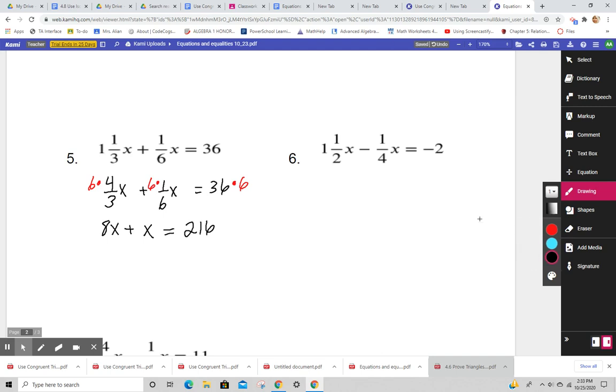Okay, so we have 8x plus 1x. That gives us 9x when we combine those like terms. And now we just need to divide both sides by 9. Let me get my calculator. So 216 divided by 9 is 24.